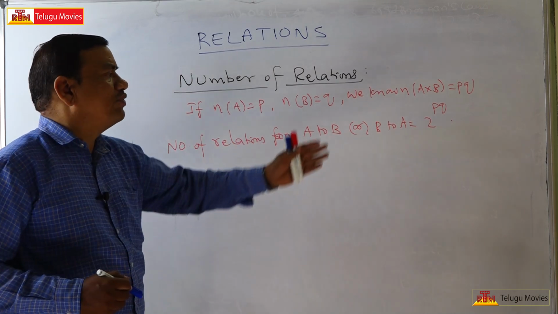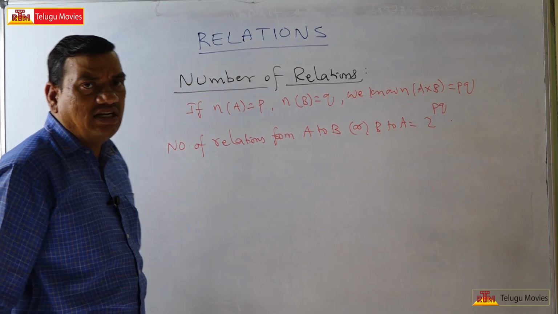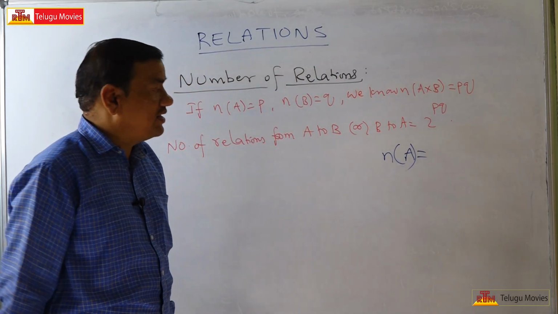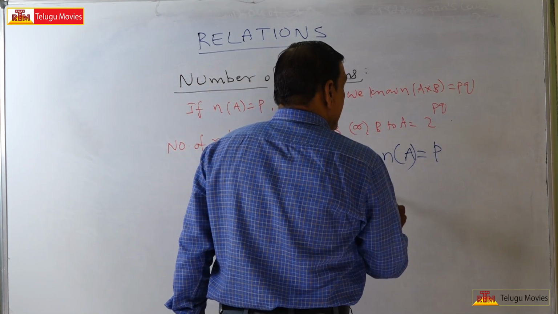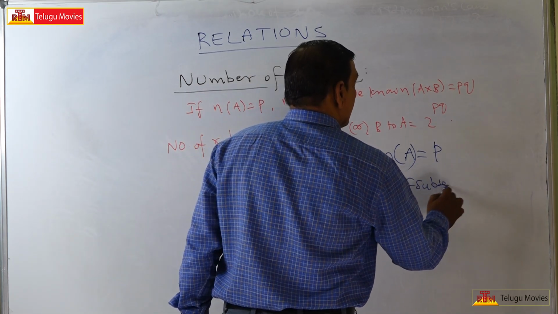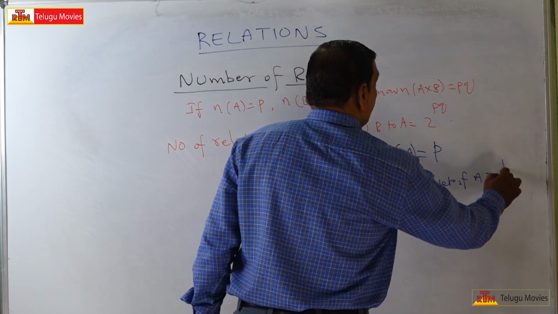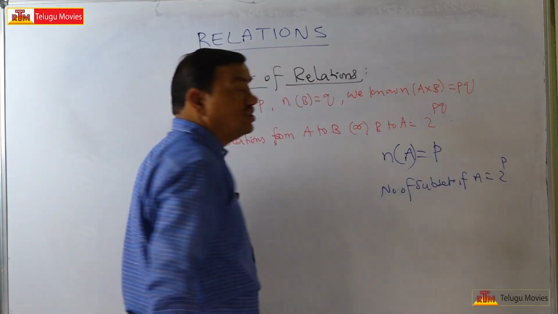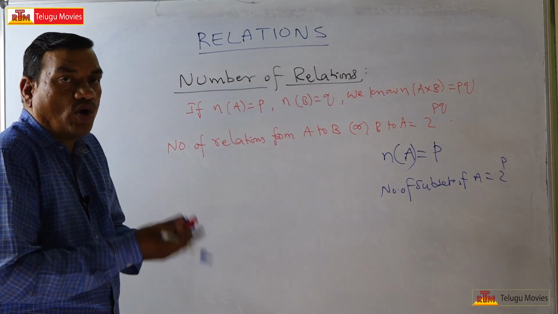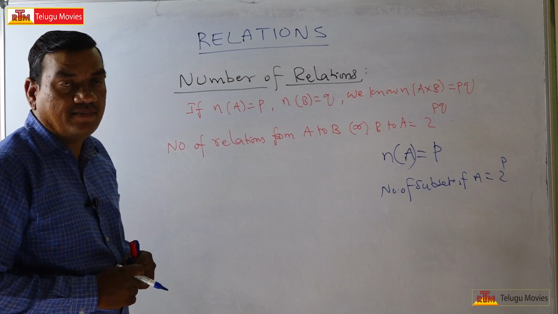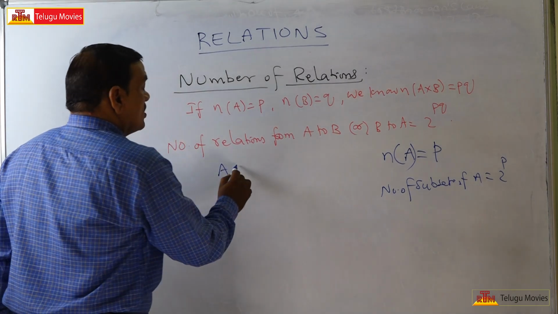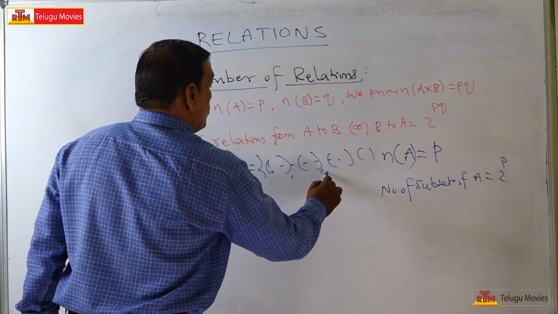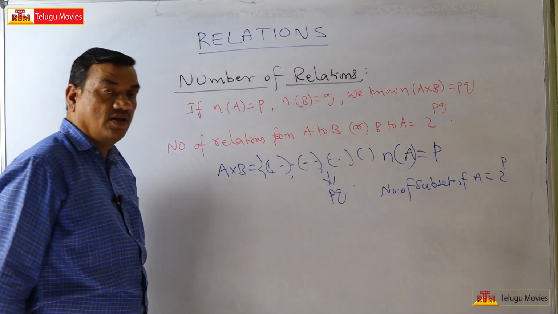Then the number of relations from A to B is 2 to the power of PQ. In set theory I explained that if n(A) contains P elements, the number of subsets is 2 to the power of P, that is, 2 to the power of the number of elements present in A. Here also, A cross B contains how many ordered pairs? PQ ordered pairs.